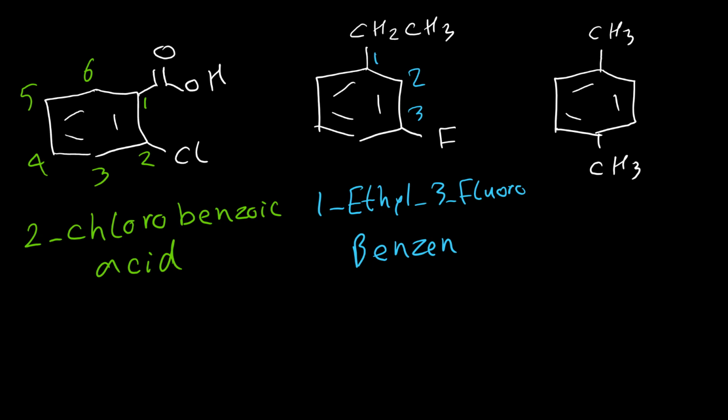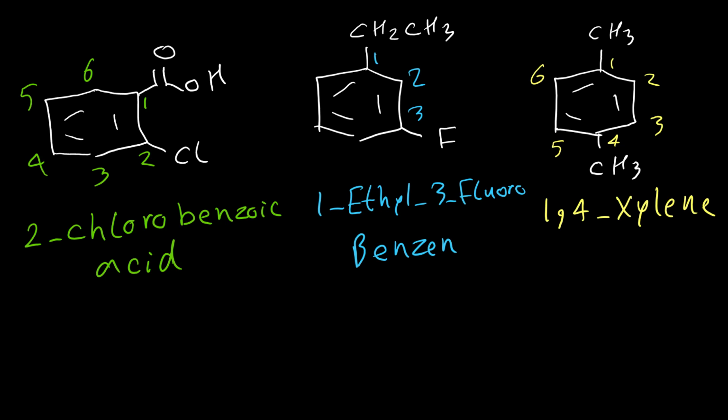And for the last one, we have a common name for this structure. When we have 2 methyl groups, the name of this compound will be xylene. We just say 1,4-xylene. It means those 2 methyl groups are on carbon 1 and 4. So instead of using numbers, we can use some prefixes.